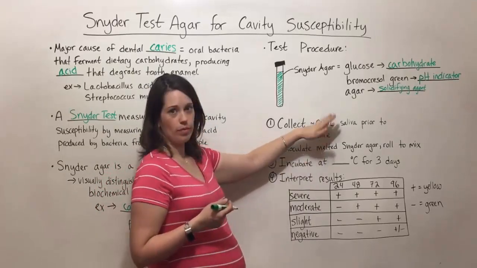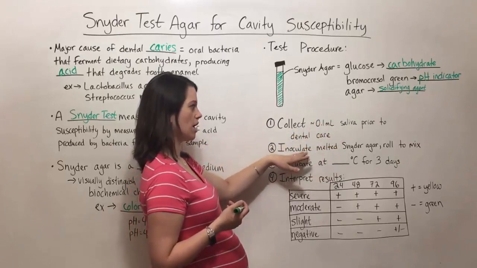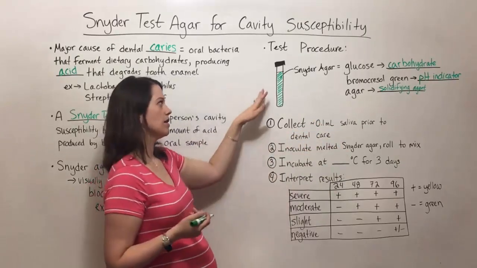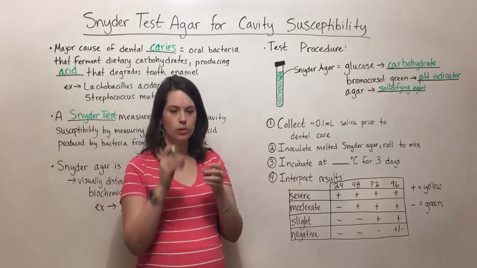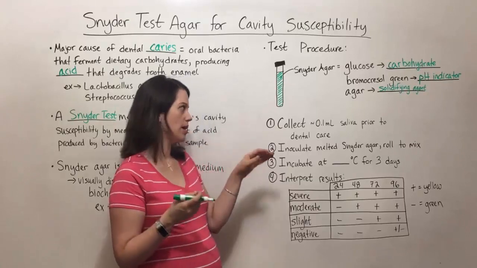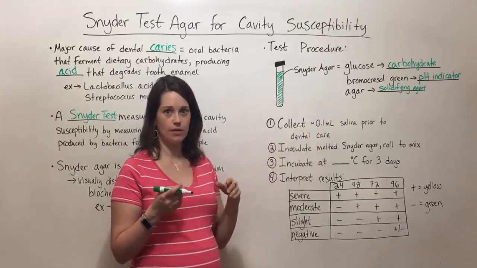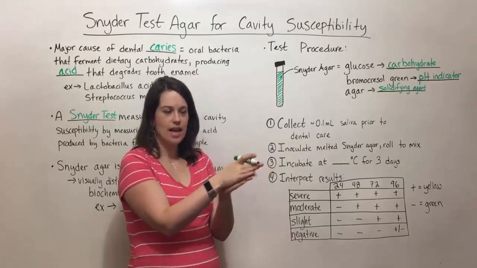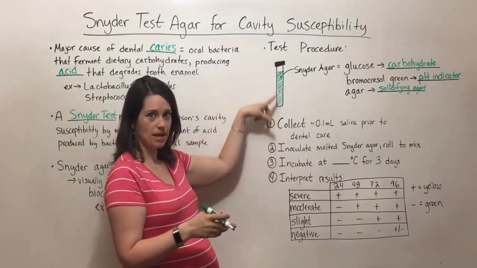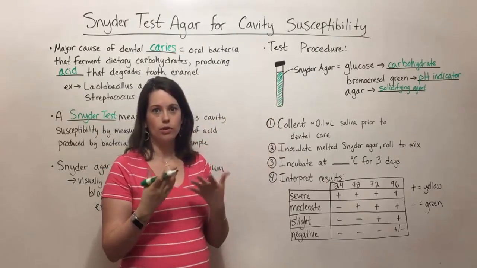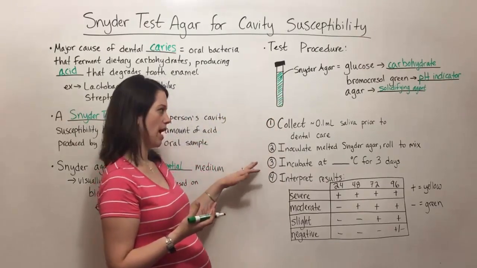So get at least 0.1 milliliters of the saliva, and inoculate melted Snyder agar. That's just because when you order the Snyder Agar, it's typically solid, so you loosen the cap, boil it for a while, that will melt it, then you can add your 0.1 milliliters of saliva to it, put the cap back on, and roll it in your hands to make sure that the saliva gets mixed throughout that melted liquid, and then as it cools to room temperature, the agar will re-solidify.